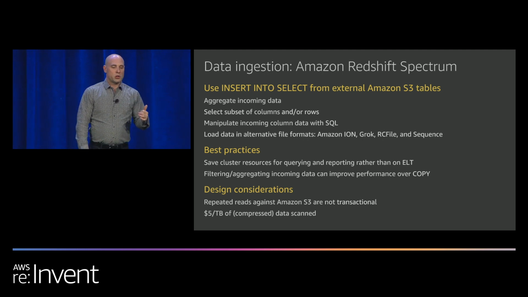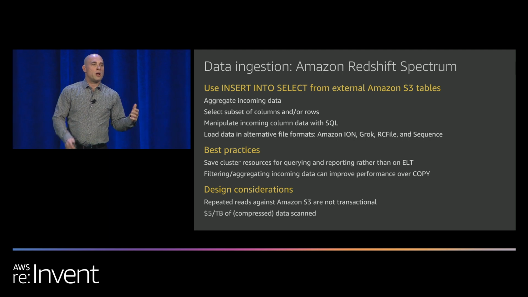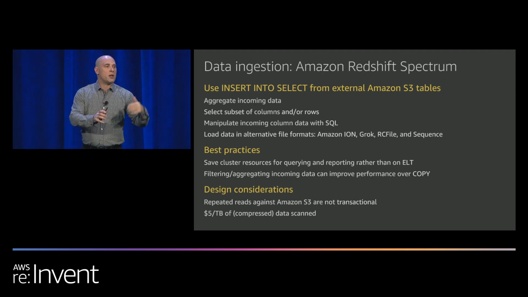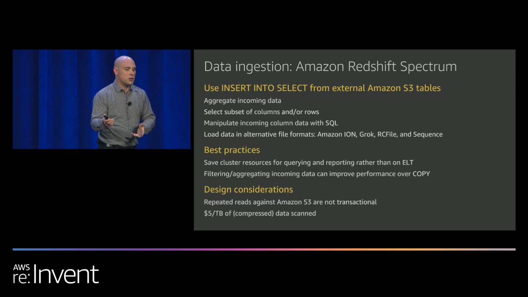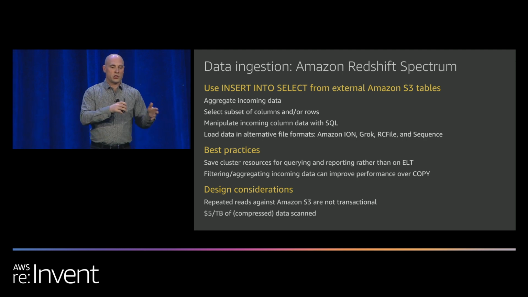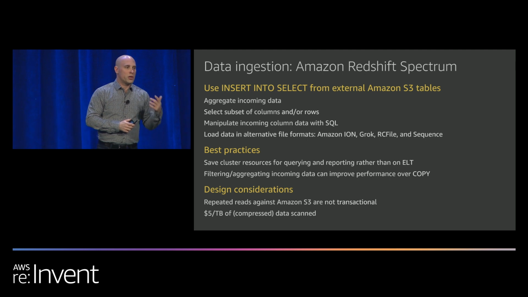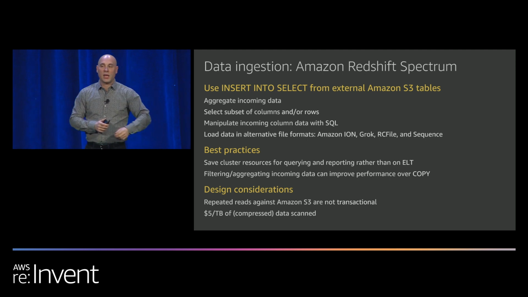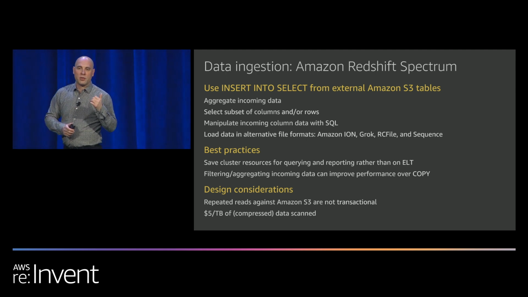So I mentioned Spectrum earlier, how it's typically used for external tables. Well, you can also create an external table, and you can do an insert out of that external table into a local table as well. And this is really nice if you want to be aggregating data off of S3 on your ingestion step, or maybe you want to only select a subset of the columns, or you want to do some row filtering or that sort of thing, or you happen to have data in a format that the copy statement doesn't support.